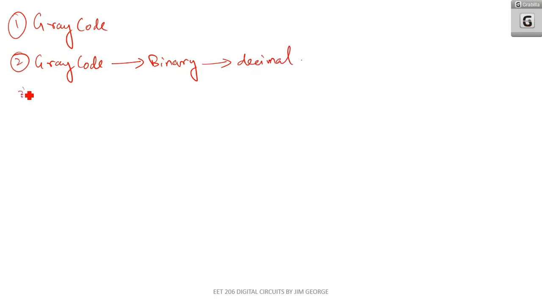Then third one, binary to gray code. This is our decimal number, convert to binary, then back to gray code. So these three are the topics in the scope of this lecture. So coming to what is done by gray code.